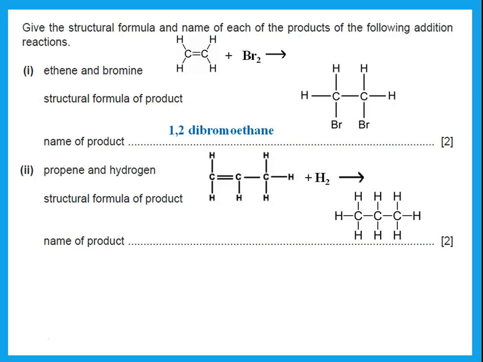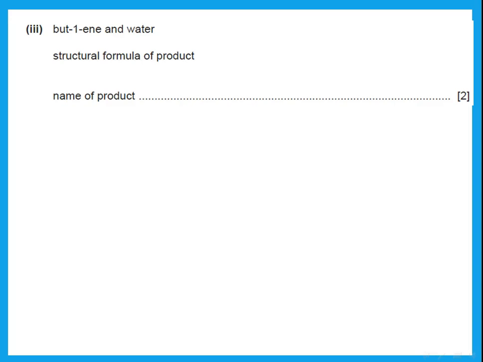Okay, how do I name this? Again, how many carbons? 3. So the name must be prop something. Now, which kind of compound is it? Well, it has only single bonds, then it is an alkane. So this is propane. Were you able to do that?